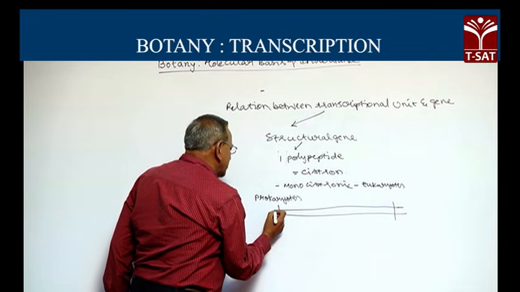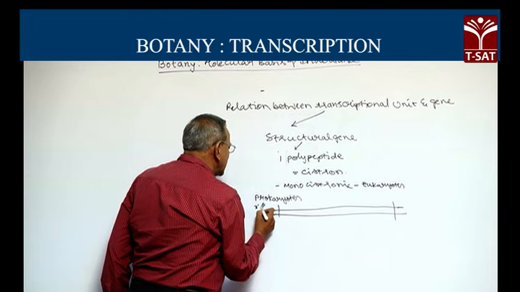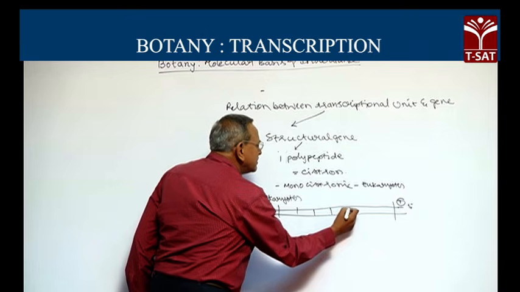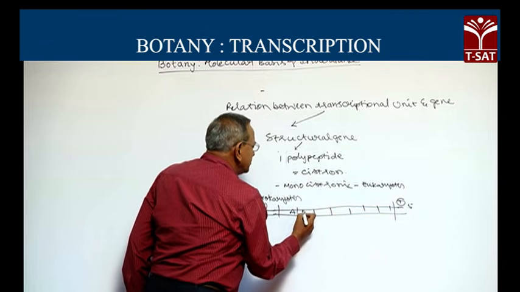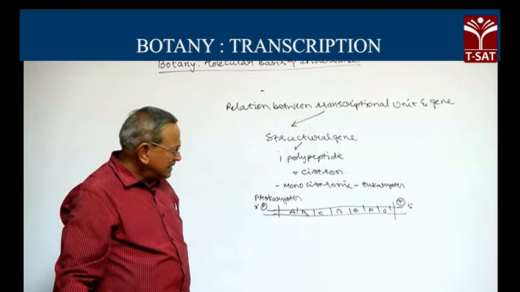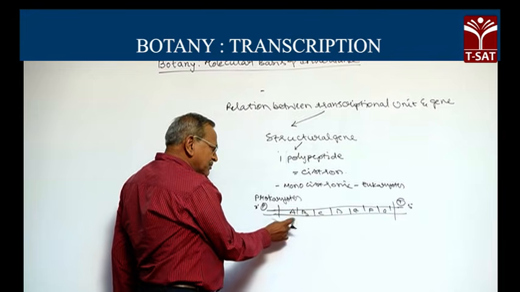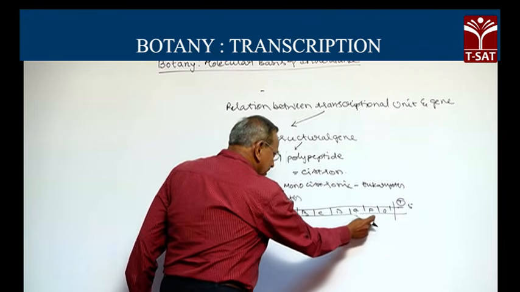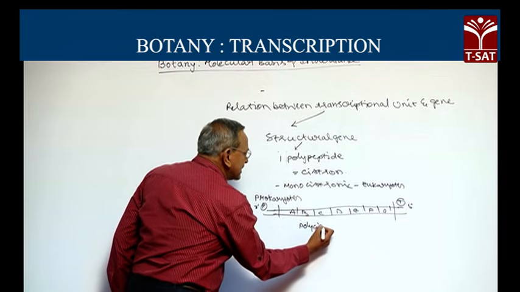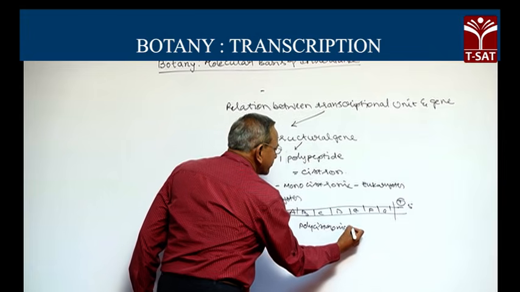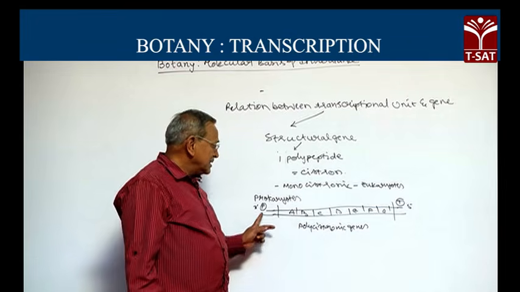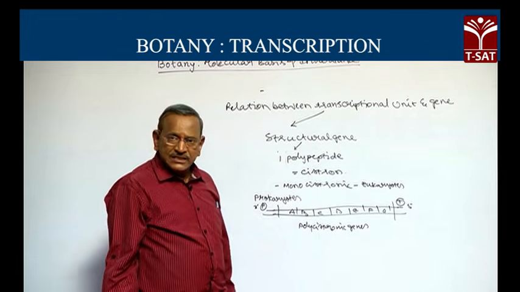Say this is promoter and this is terminator. So we have many genes here and all are required by the cell at the same time. So this will be producing one polypeptide, another. So this kind of gene is called polycistronic gene. In case of prokaryotic organisms, it is polycistronic genes.